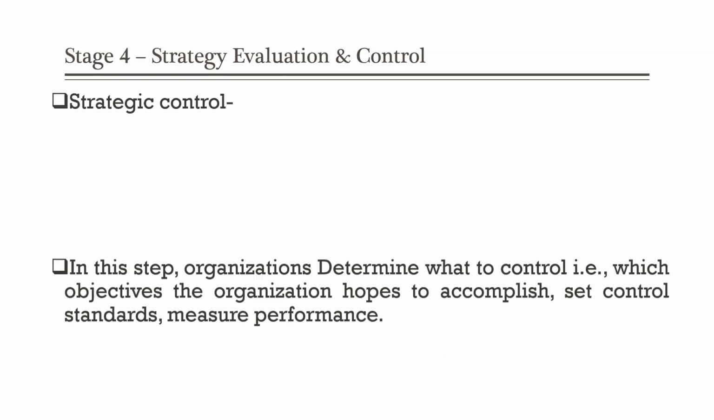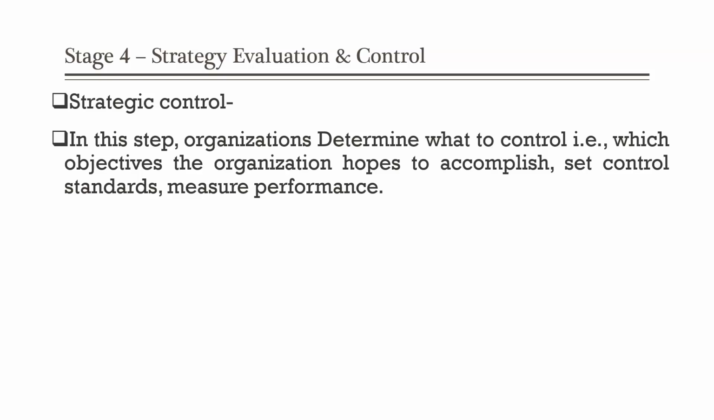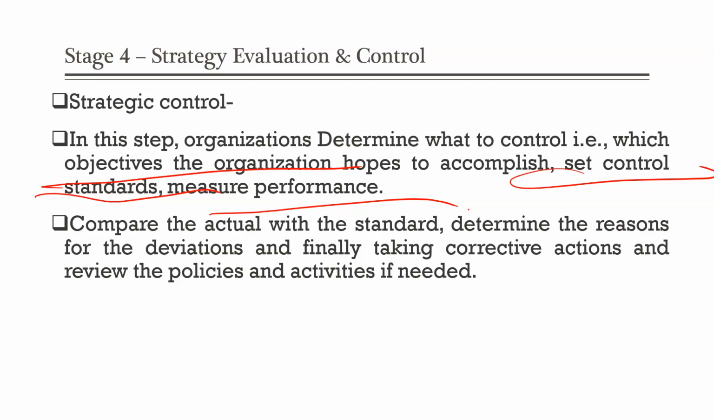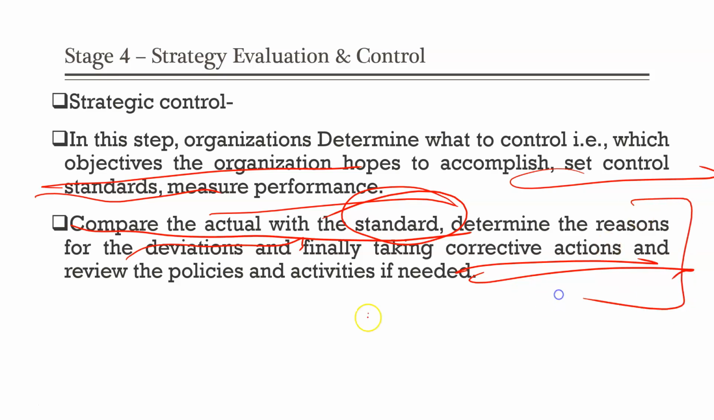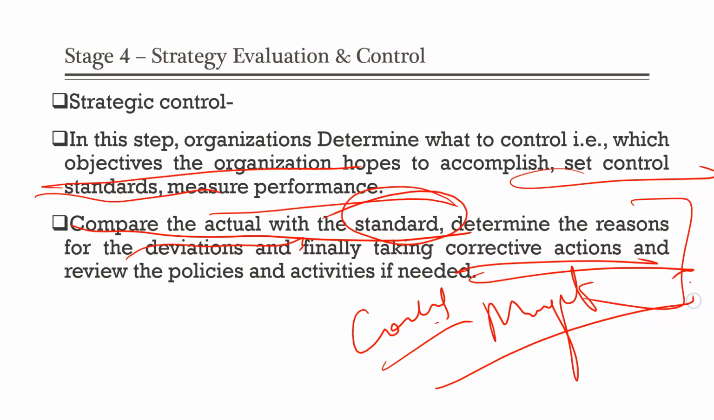In the next stage, as part of the fourth stage, comes strategic control. What we do in strategic control is very similar to any controlling process in management. We set up the objectives, we keep on setting up the control standards, we measure the performance, and after measuring it, we compare that performance with the standard performance or standard value. We see the deviation, and finally we take corrective action. It is very similar to any control process which you have studied in management. So it is all about the strategic management process.